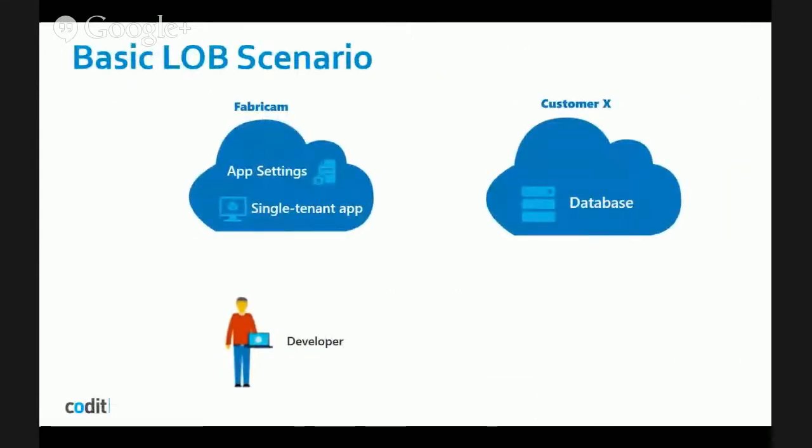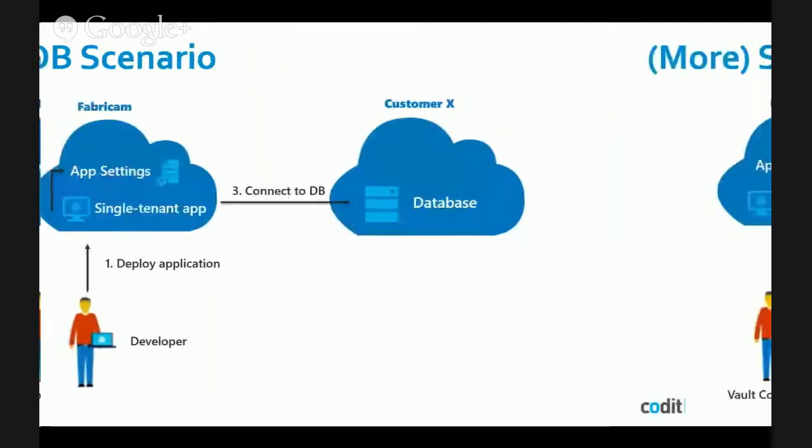So this is an example of how we did it in the first demo. So the developer deploys his application, looks everything up in his app settings, and uses the connection string to go to the customer's database. So the customer doesn't know how is my connection string stored, how many times do they access my database and stuff.